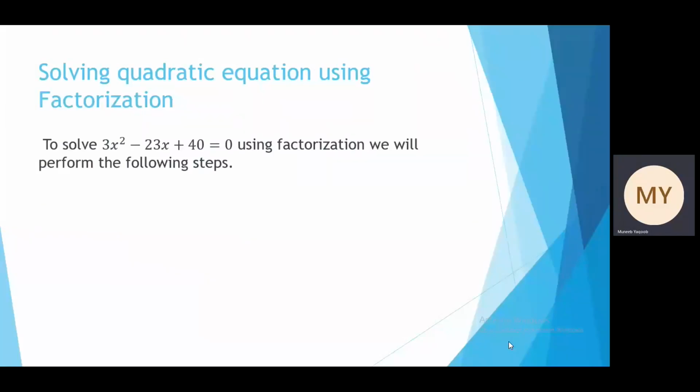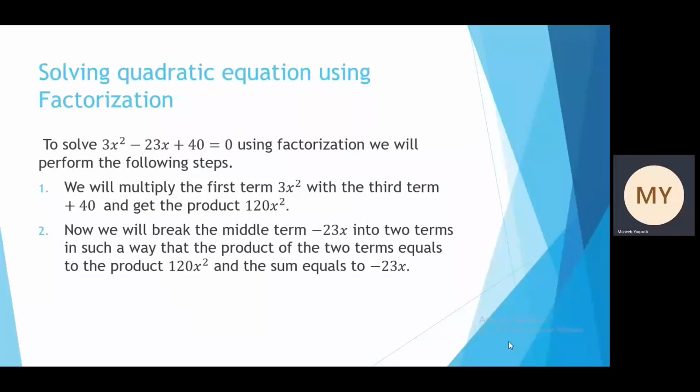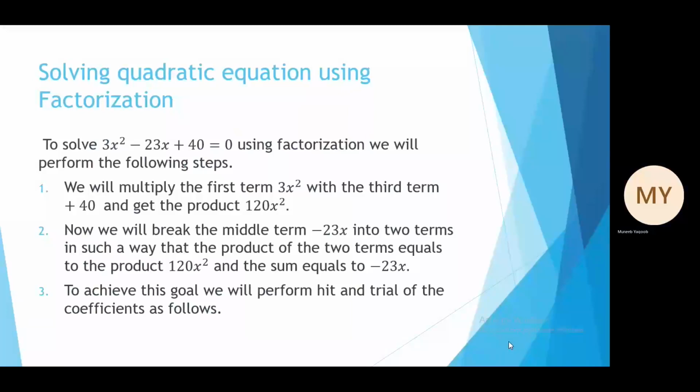To solve the given equation using factorization, we will perform the following steps. Step number 1. We will multiply the first term 3x squared with the third term plus 40 and get the product 120x squared. Step number 2. Now we will break the middle term minus 23x into two terms in such a way that the product of the two terms equals the product 120x squared and the sum equals minus 23x.